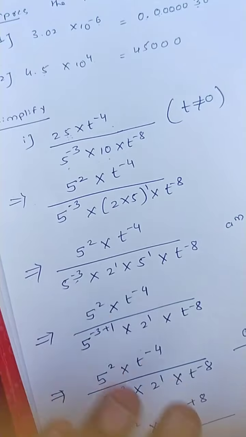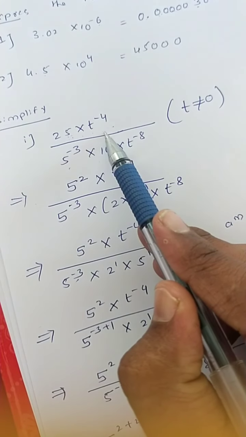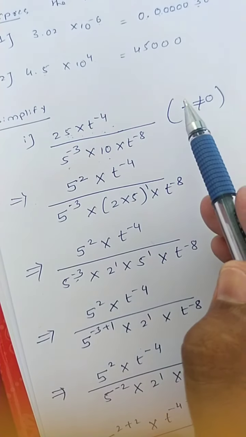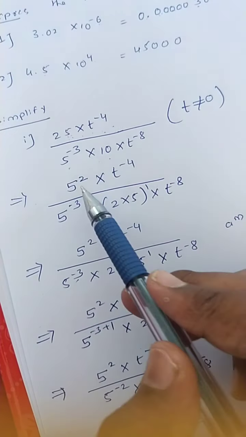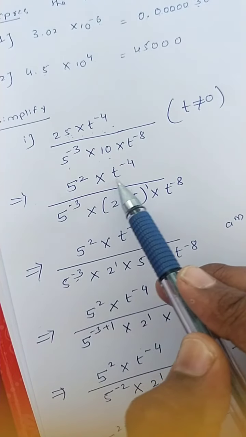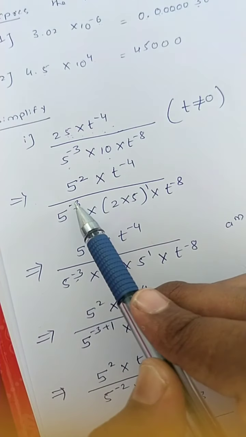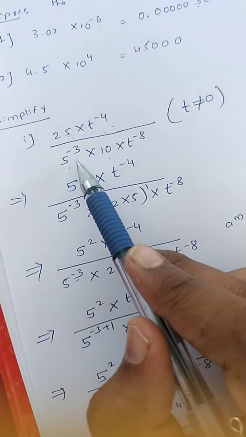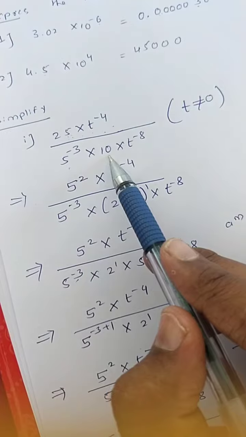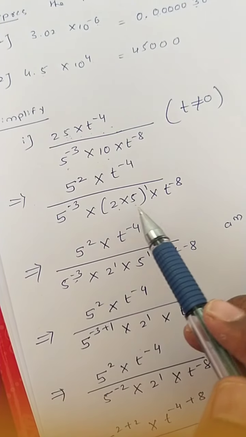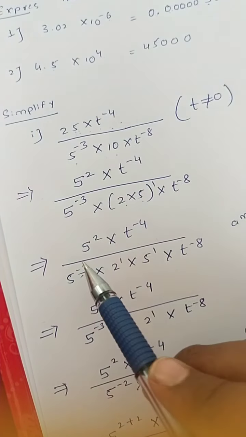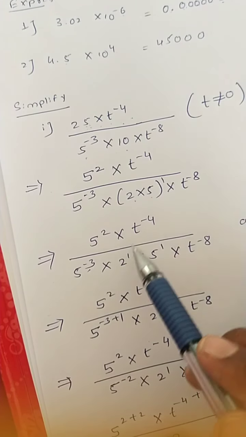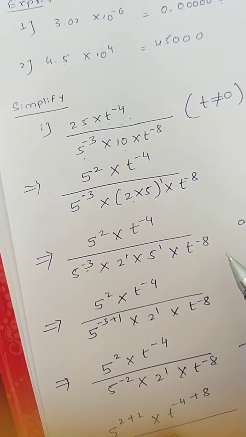See here once again, 25 into t raised to minus 4 divided by 5 raised to minus 3 into 10 into t raised to minus 8, where t is not equal to 0, which is equal to 5 square into t raised to minus 4 whole divided by 5 raised to minus 3. So 25 you can write as 5 square, and 5 raised to minus 3 as it is, and 10 you have to write as 2 into 5, whole raised to 1, into t raised to minus 8. 5 square into t raised to minus 4, 5 raised to minus 3 into 2 raised to 1 into 5 raised to 1 into t raised to minus 8.